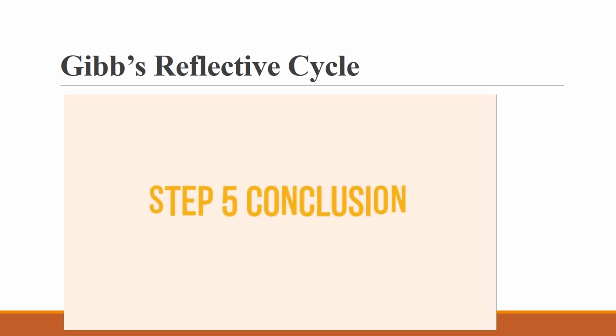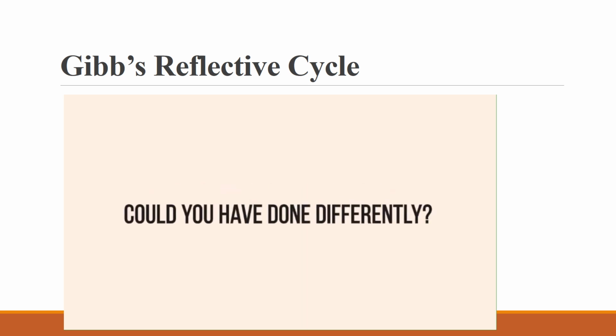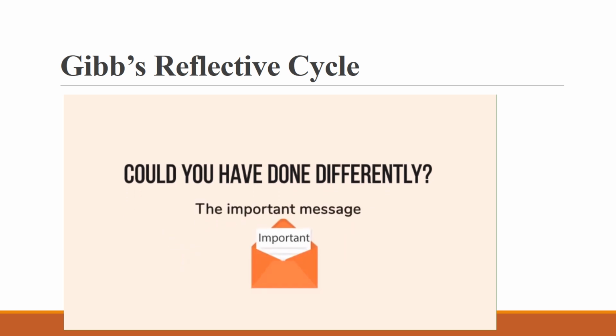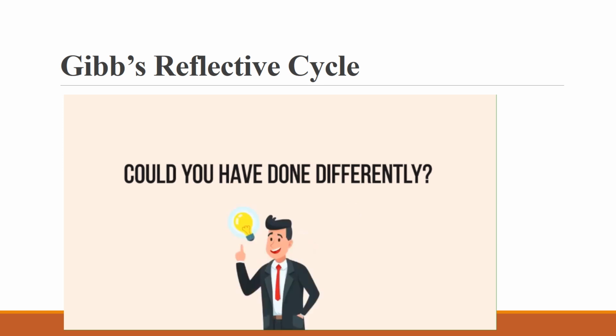Okay, step 5. The guiding question for this step is, could you have done things differently? The answer should only be yes or no. Whatever your answer is, this part contains the important message you want to convey to yourself and others. Ponder upon your experience and think which part will bring you a better result.